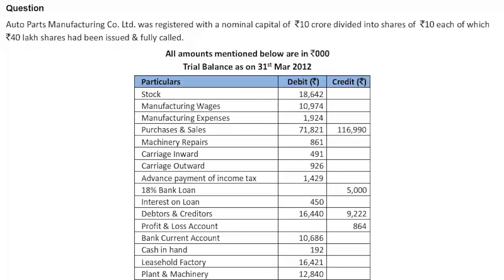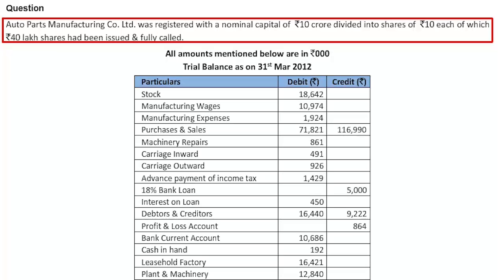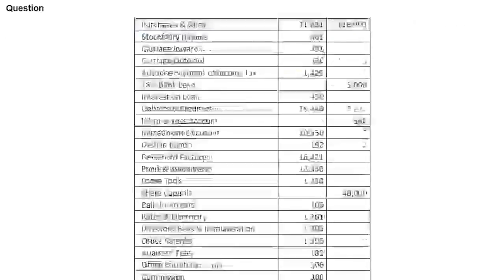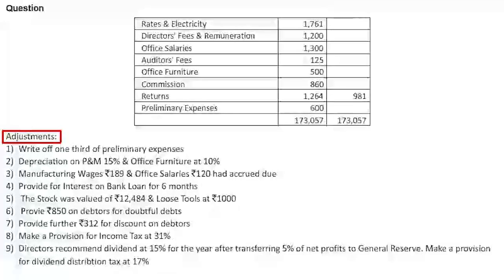Final accounts. Now this we will be solving as per revised schedule 6. So these are the practical questions, financial statements of the companies. Okay, this is the question. Auto Parts Manufacturing Company Limited was registered with a nominal capital of so much, of which 40 lakhs shares had been issued and fully called up. All amounts mentioned below are in rupees thousands. And this is a trial balance that is given. And below that, there are certain adjustments given.